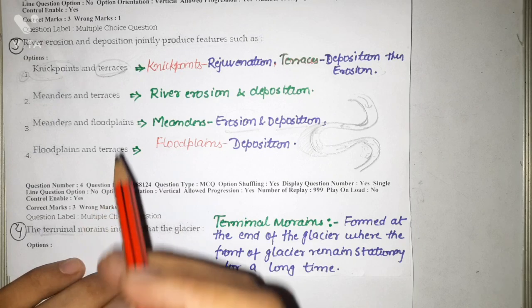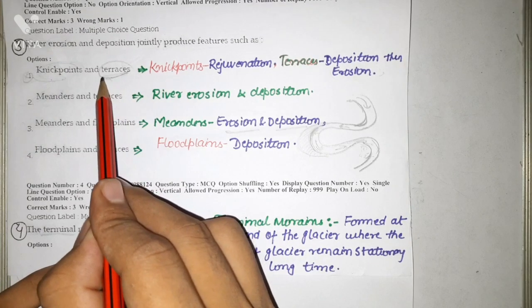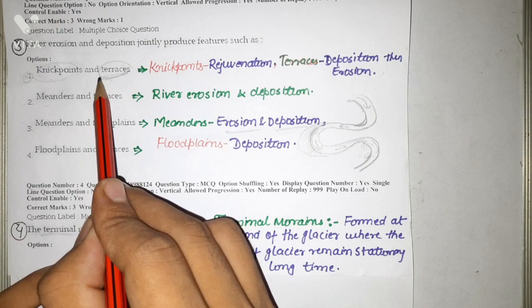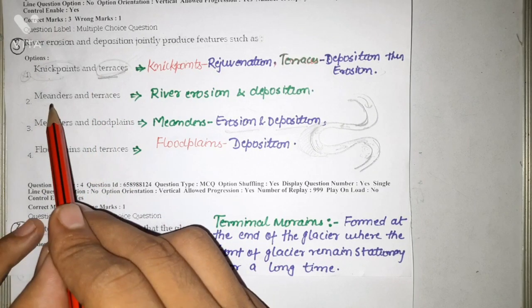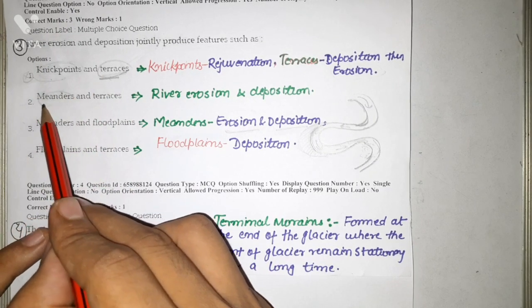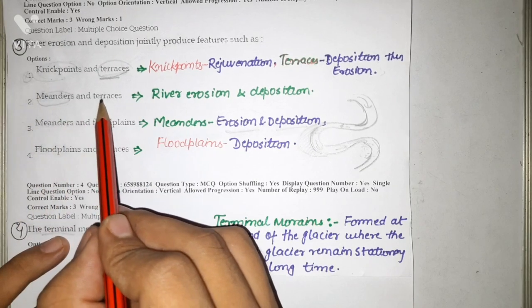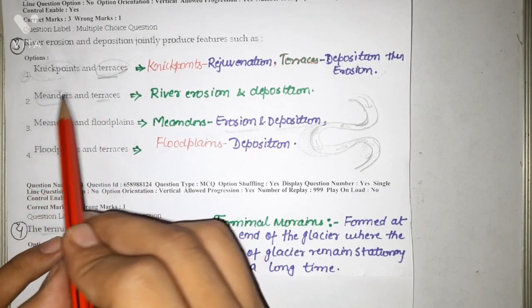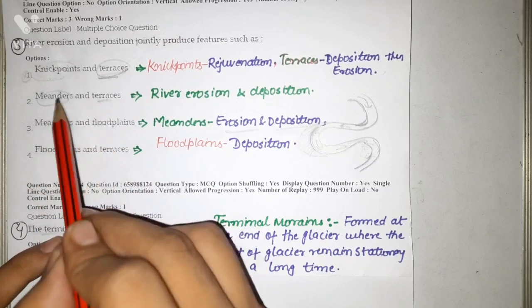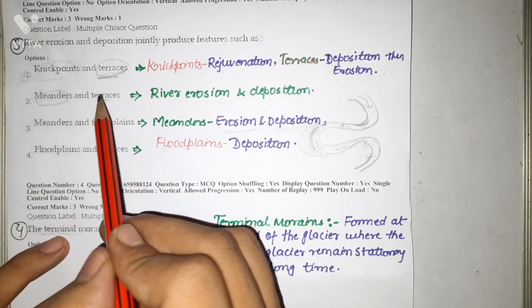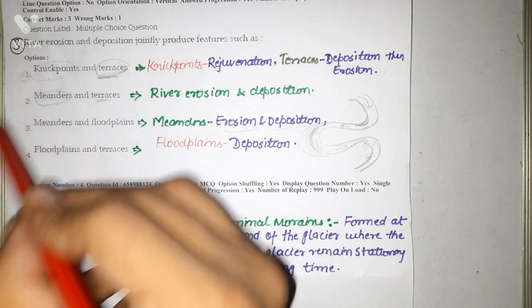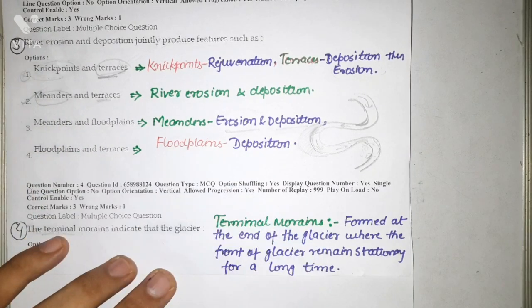In the first option we have terraces, which are formed jointly by river erosion and deposition. Now in the second option we have meanders, which are also jointly formed by river erosion and deposition. So meanders and terraces are both formed jointly by river erosion and deposition. So this is the correct pair.